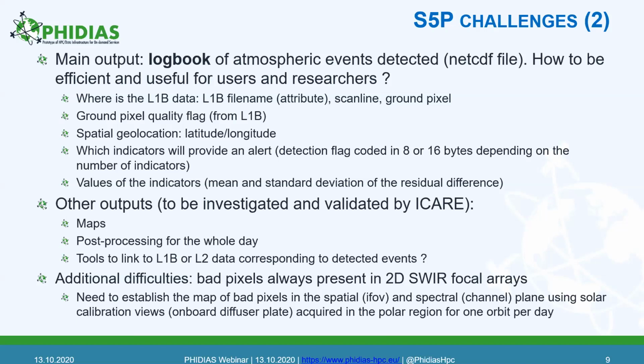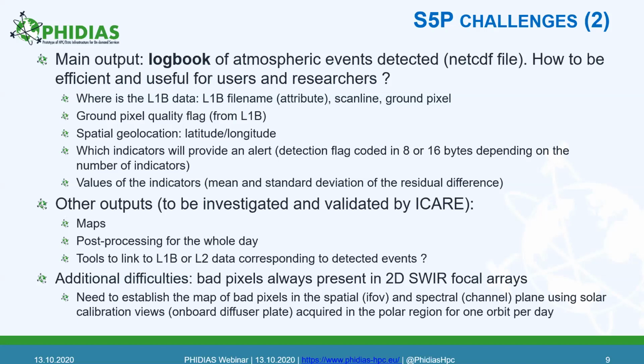People want to know if there is an extreme event, what it is, and how to find more information on it. So we have to know where the level 1B data is. We will give the file name as an attribute. We have to know how to find the measurement in this file, so we'll give the scanline and the ground pixel number. We will also associate the ground pixel quality flag that comes from the level 1 data. We'll give the spatial geolocation, that is latitude and longitude.